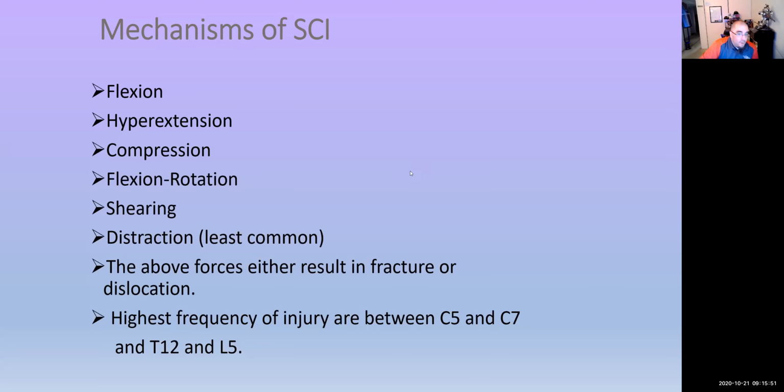The only time that we encounter really spine pulling apart is, again, like Erica said, back when we did draw and quartering, right? And at the point that we pulled the people apart, the spinal cord injury was usually the last thing they were worried about, because they usually lost their arms and legs too. Any of the forces above will either result in a fracture or dislocation. The highest frequency of injuries are C5 to C7 and T12 to L5.